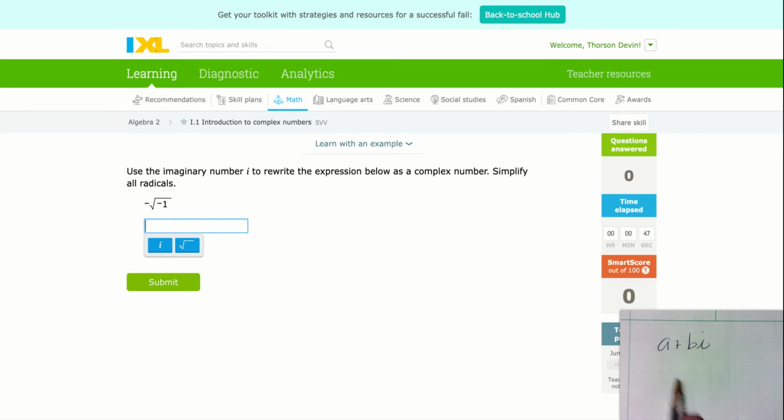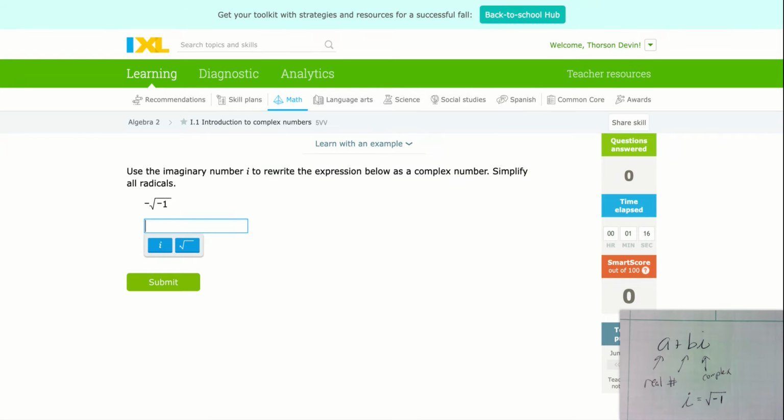Welcome. This lesson is to introduce you to the complex numbers, which can all be written in the form a plus bi, where both a and b are real numbers, and i is the complex part, where, if you haven't heard before, i equals the square root of -1.